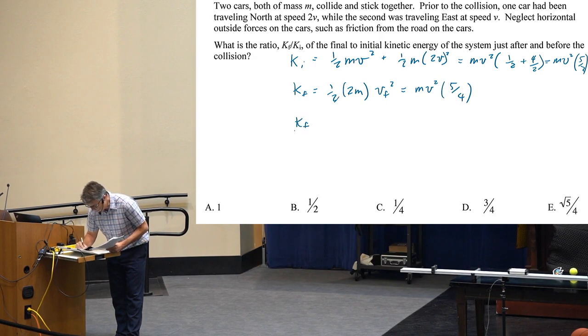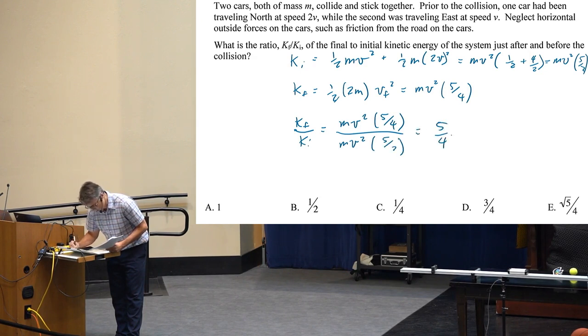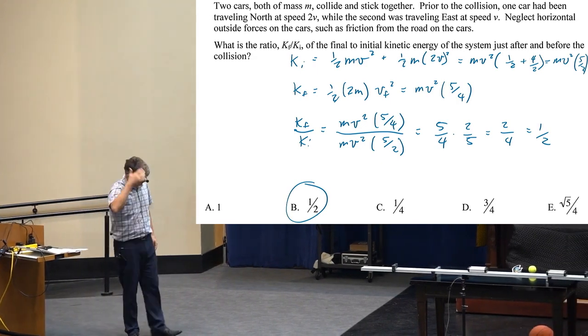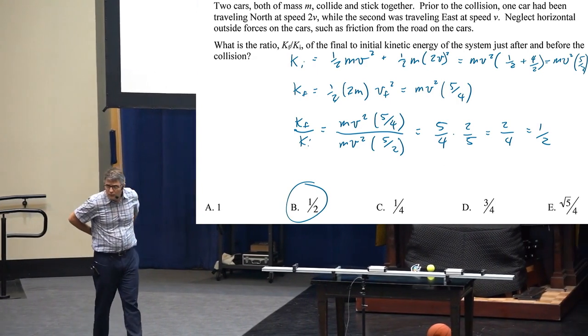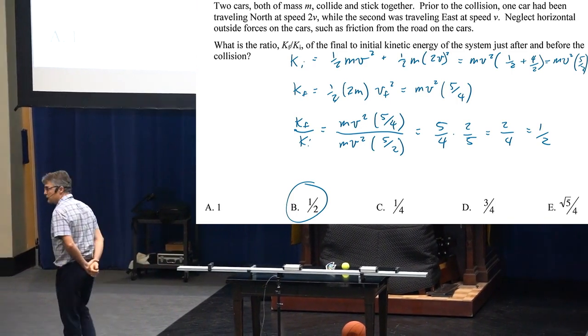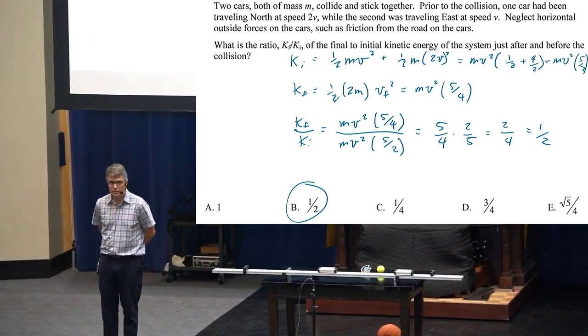You get m times v squared times 5 over 4. And so then you do K final divided by K initial. You get mv squared times 5/4, that's the final, divided by mv squared times 5/2. And you get 5/4 times 2/5. 5's cancel. You get 2 over 4, you get 1/2. So like B. Okay. Just typical kinds of things that show up on these Chapter 7 test questions. We okay? Any questions?